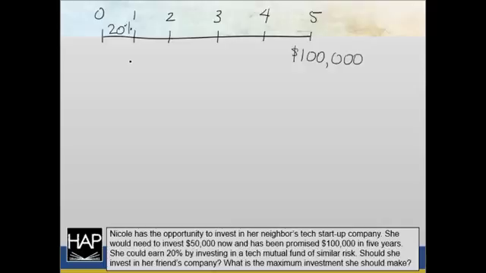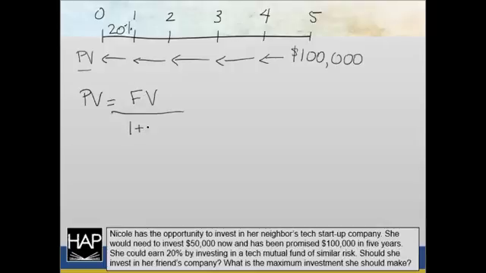In order to do this, I can find the present value of that $100,000 by discounting it 5 times. The discount rate I would use is the 20%. 20% is also the opportunity cost. It represents the amount that I could earn in a similar investment of similar risk. In order to calculate exactly what the present value is, I can use the discounting formula, which is present value is equal to the future value over 1 plus the rate to the power of n.